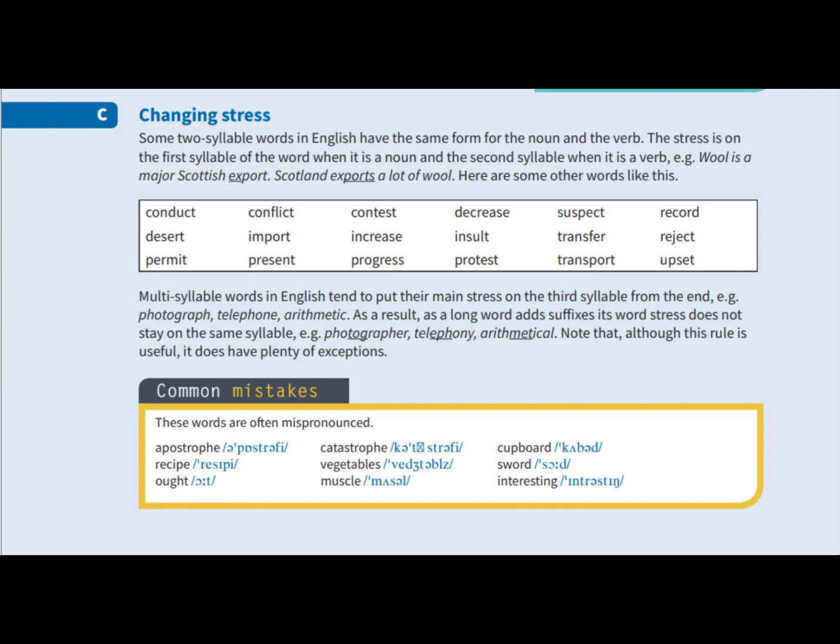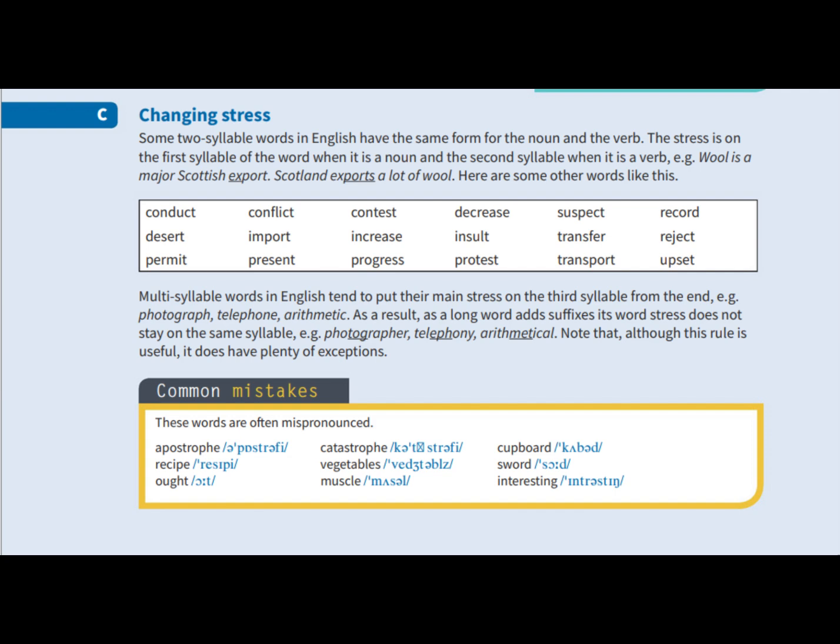Common mistakes. Several words are especially likely to be mispronounced. In apostrophe, the stress falls near the beginning of the word. In catastrophe, the ending is pronounced differently from the ending of apostrophe. The word cupboard is pronounced as two shortened sounds, and does not sound like the separate words cup and board.